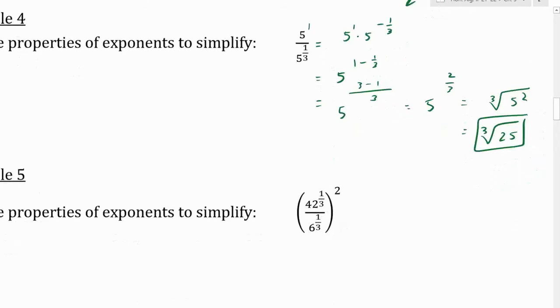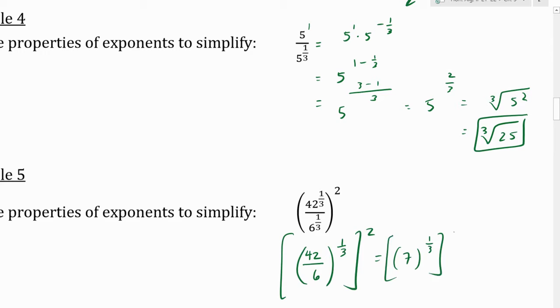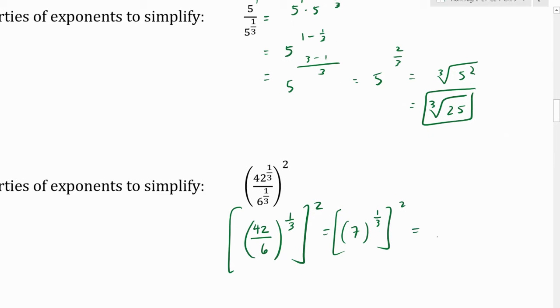This one, you got 42 to the 1/3 all over 6 to the 1/3. Well, it helps to notice that those are both to the 1/3 power, so I could think of it like that. And then say it's all getting squared, but 42 divided by 6 is 7. And then powers to powers, you multiply the powers. So a third times 2 is 2/3. So this is the cube root of 7 squared. So it's the cube root of 49.